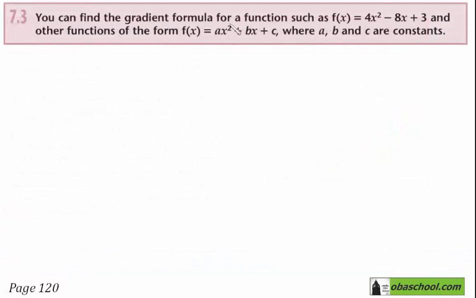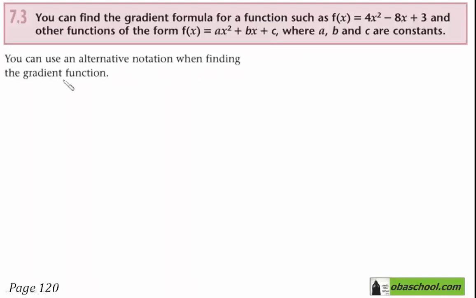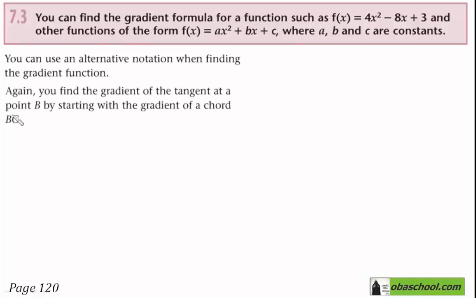Then on page 120 you can find the gradient formula for a function such as f of x equal 4x squared minus 8x plus 3, and other functions in the form of f of x equal ax squared plus bx plus c, where a, b, and c are constants. In this section we are going to learn how to find the derived formula, or the gradient formula, for a function in the form of ax squared plus bx plus c. You can use an alternative notation when finding the gradient of the function.